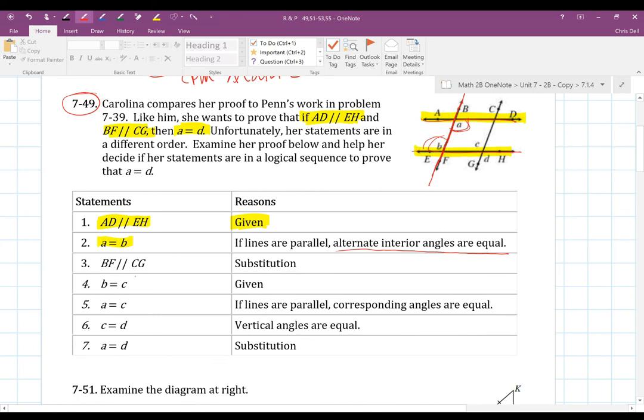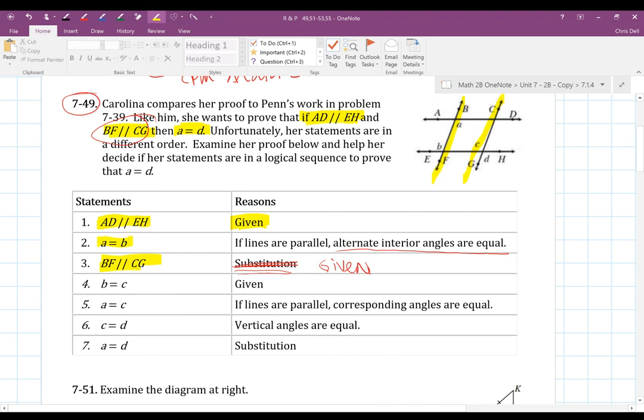BF is parallel to CG, which is true, right? But not because of substitution. That would be because of given, right? So we need to rearrange. We're going to take that off the table and instead write the given, because that's what we have as a given statement, those two lines are parallel. So let's look again. Now we're saying BF is parallel to CG because of given. So we rewrote that statement.